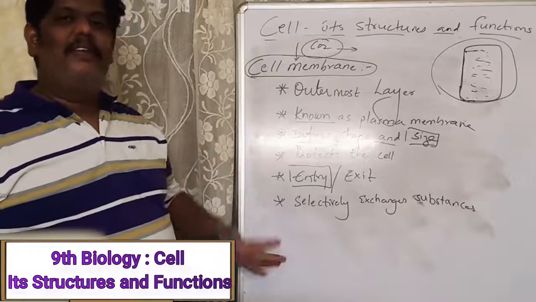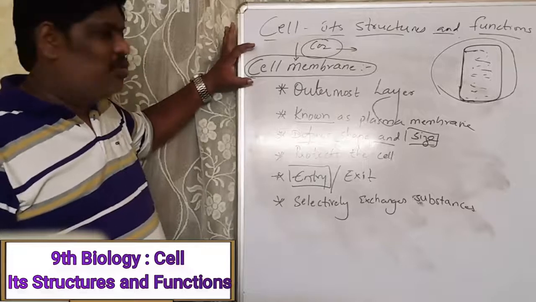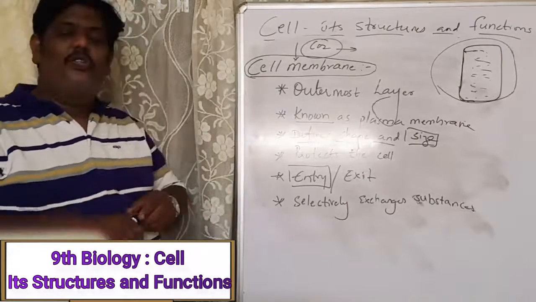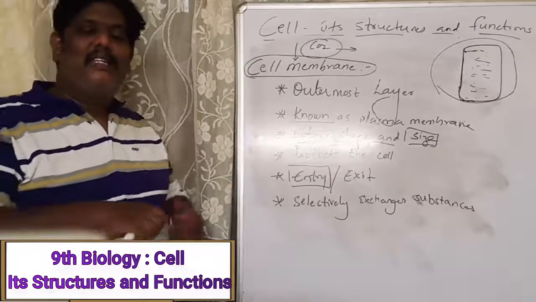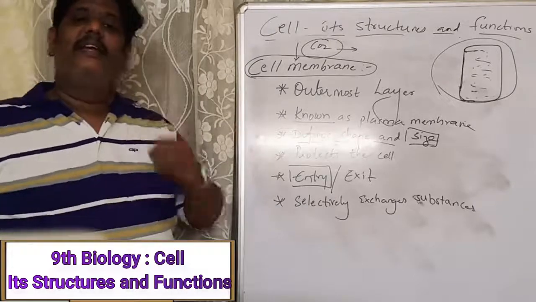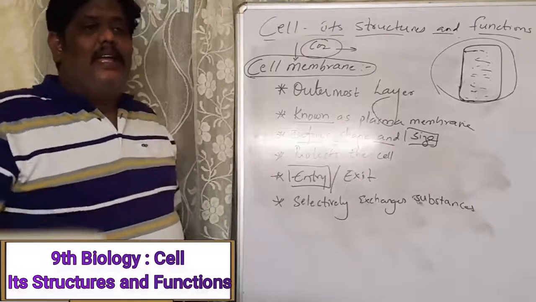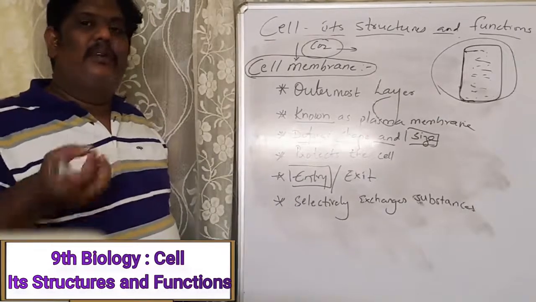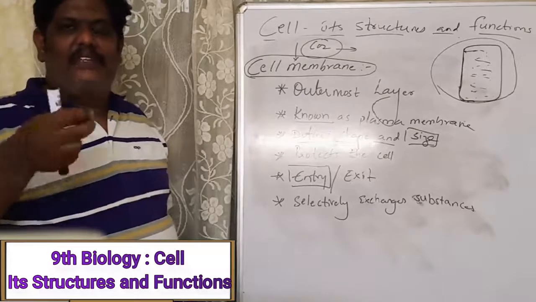So the entry of anything or the exit of anything is completely depending upon the cell membrane. That is the next point. And now the other point is, it is also called a selectively permeable membrane. Why is it called a selectively permeable membrane? It is very selective. It will allow only a few substances to enter inside. It will not allow everything to come inside. Whatever is useful to the cell, it only allows to come inside. Whatever it feels is not that necessary, it will leave out of the cell.